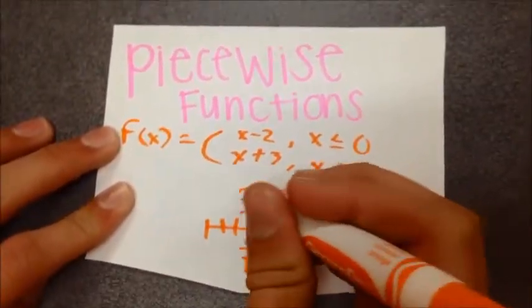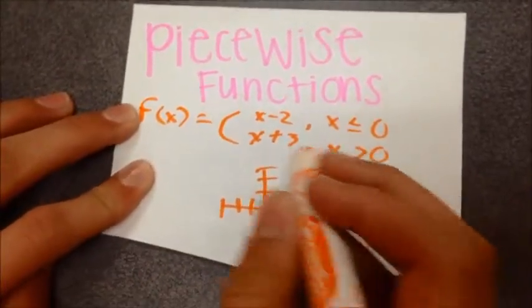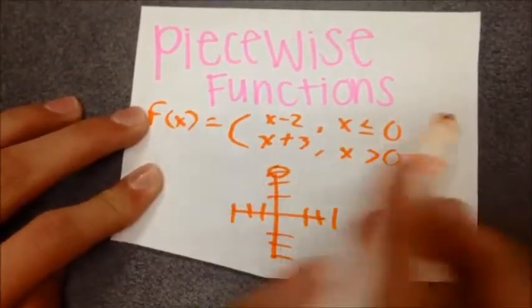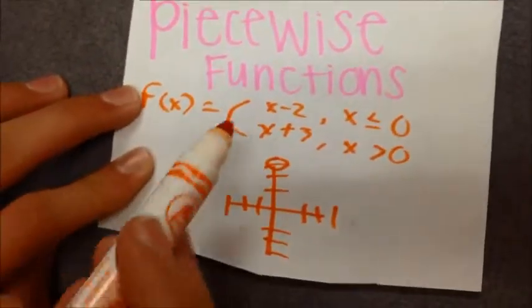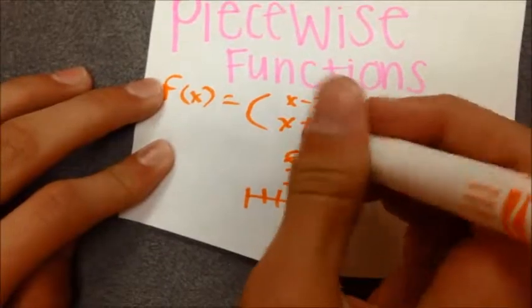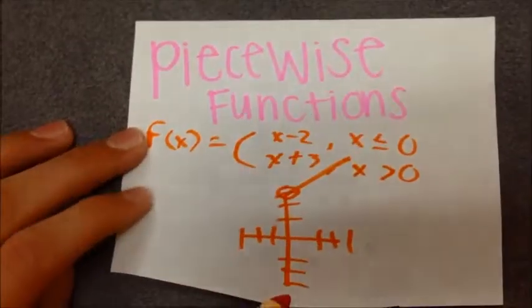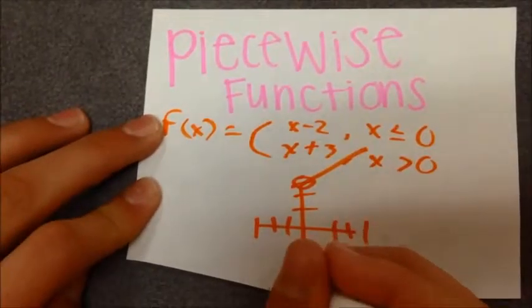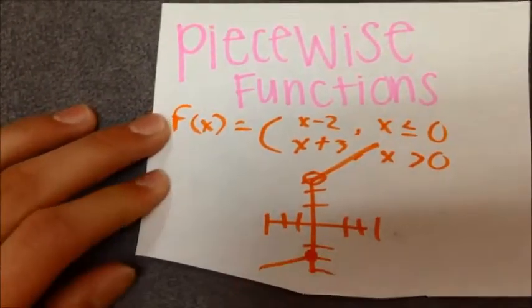Okay, it's going to start at 3, because x plus 3 when it's 0. But it's going to be an open dot, because x is greater than 0 doesn't include the value 0, it just goes up. But down here, when it's x minus 2, it's going to be a solid closed dot because it's less than or equal to 0, and we're on the 0.